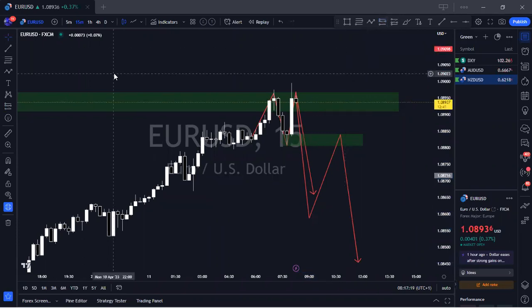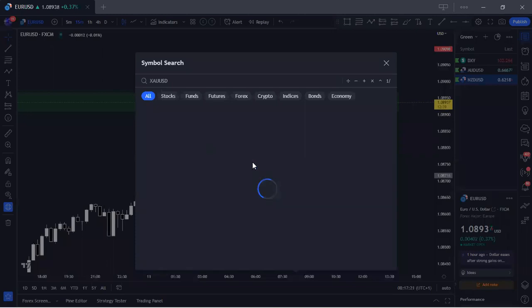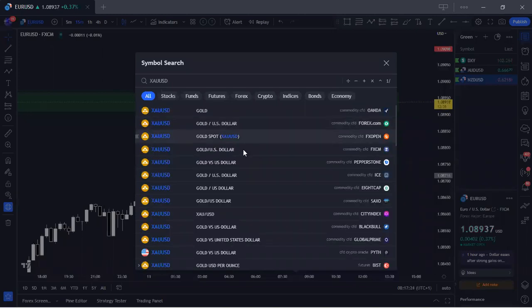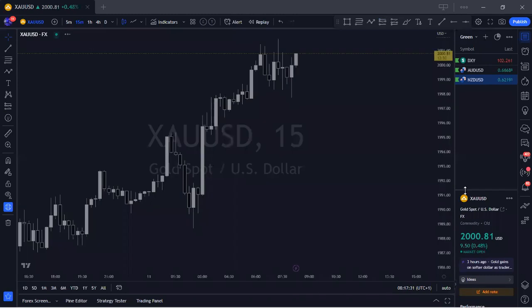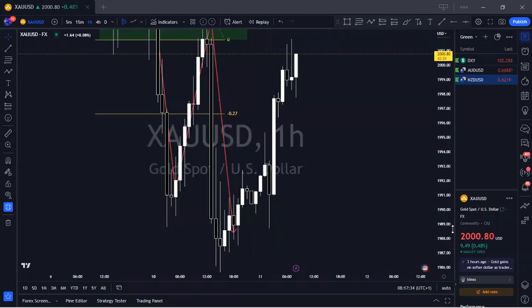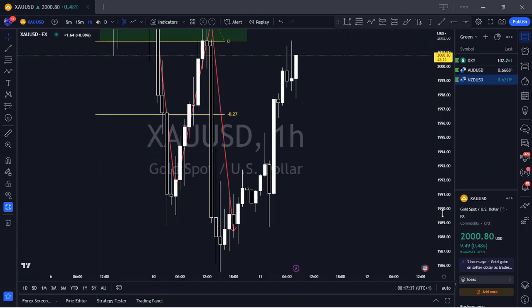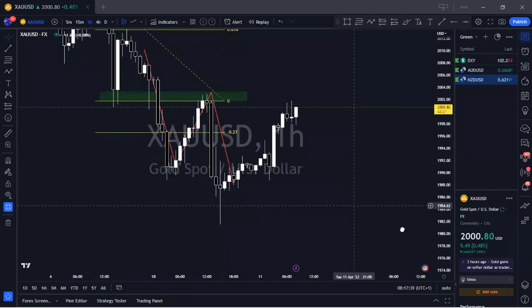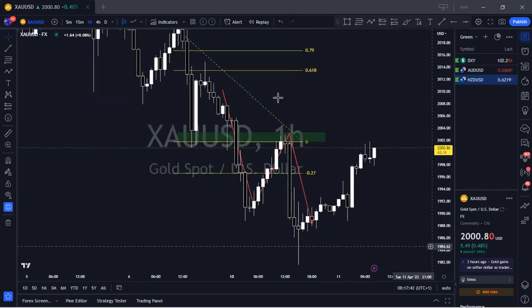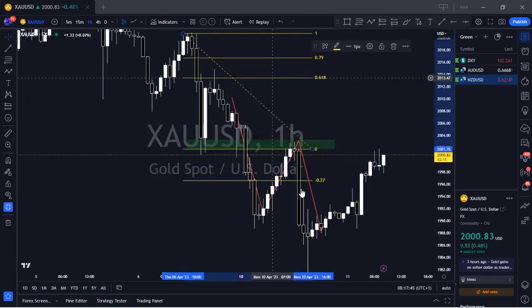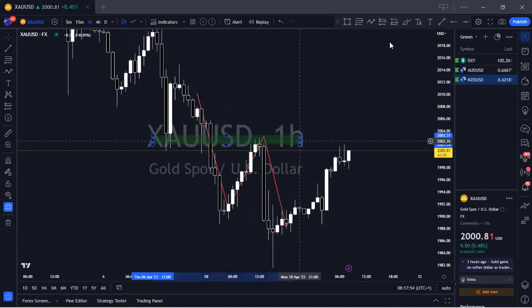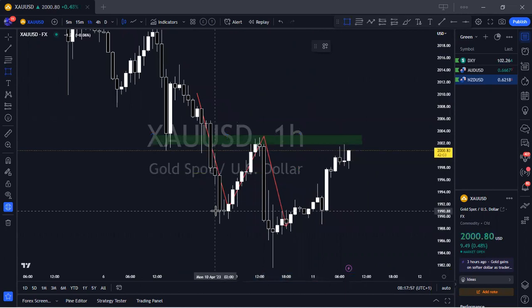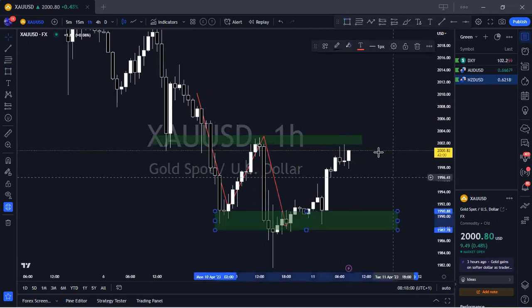Then gold. Wow, gold is looking like a range. Gold actually gave nice structure yesterday. It broke, retested proper, and then we sold to the downside. And currently, it's going back to this area. Right now, I'm not going to say anything about gold because it's looking as if it's ranging. So I'm just going to let it be for now.